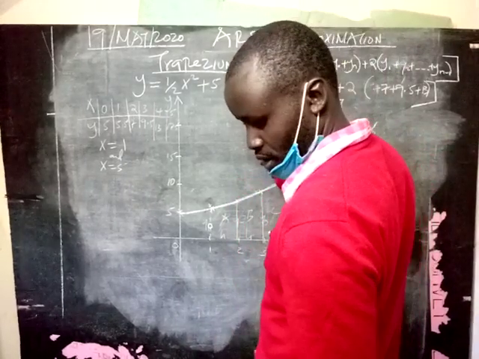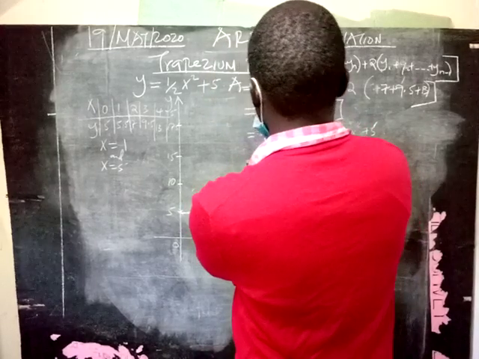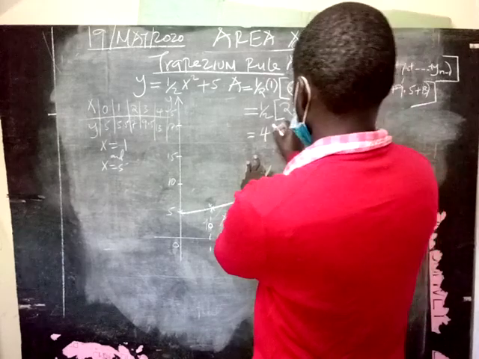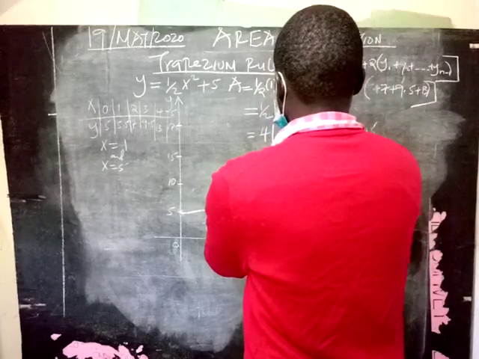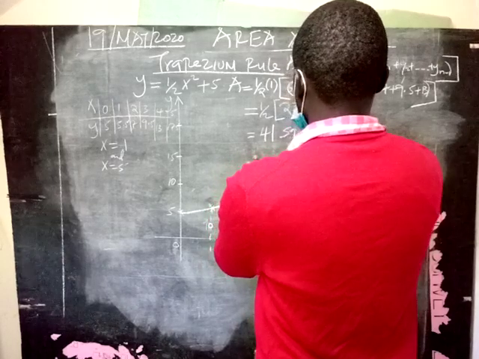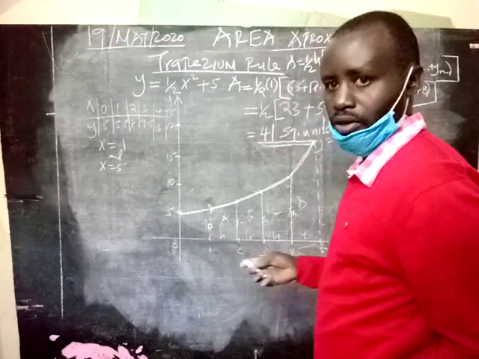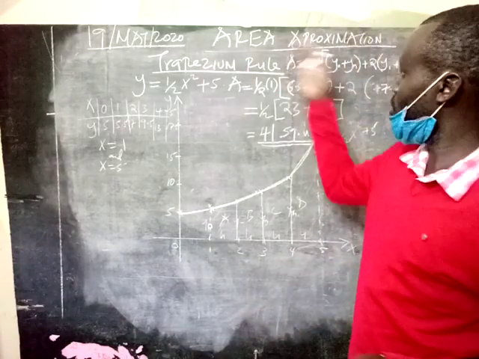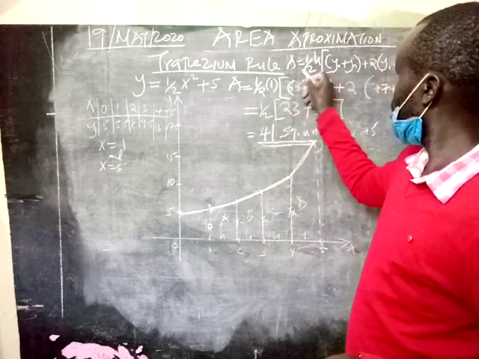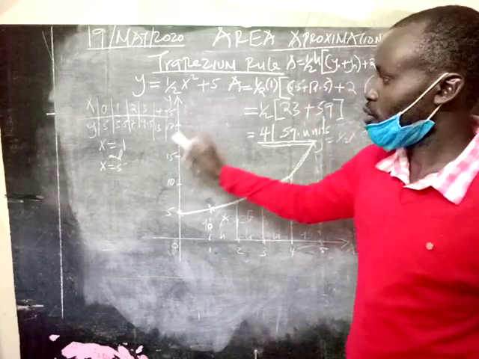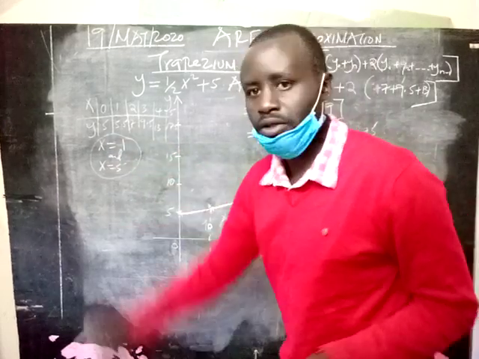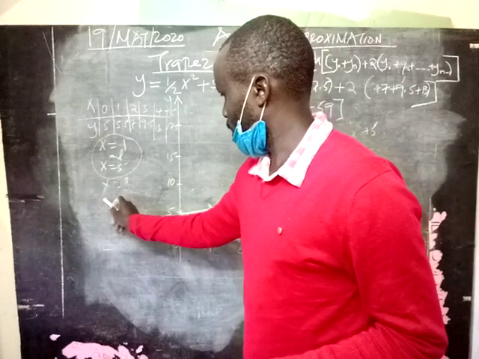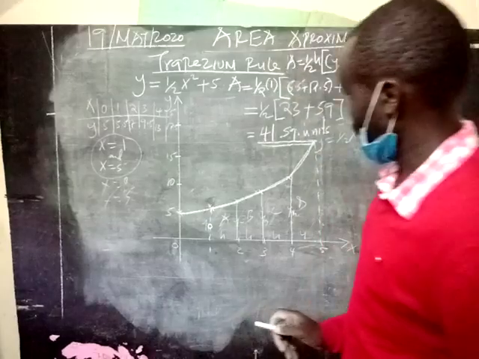So that when you add, you are going to get 41. When you divide by this one, you're going to get 82. Yes, 82. You're going to get 41 square units, because we are not given the units, so you're just going to use square units. So this is about the trapezium rule. As long as you know how to use this one, and also know how to follow the instructions, then it's so simple.